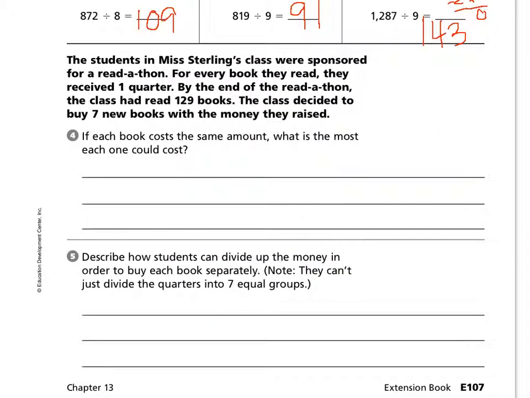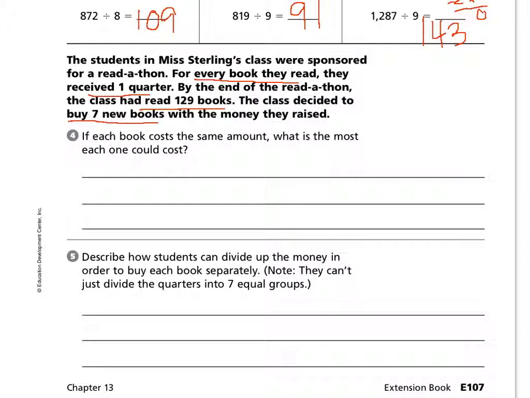The students in Miss Sterling's class were sponsored for a readathon. For each book they read, they received 1 quarter. By the end of the readathon, the class had read 129 books. The class decided to buy 7 new books with the money they raised. Number 4. If each book costs the same amount, what is the most each one could cost?